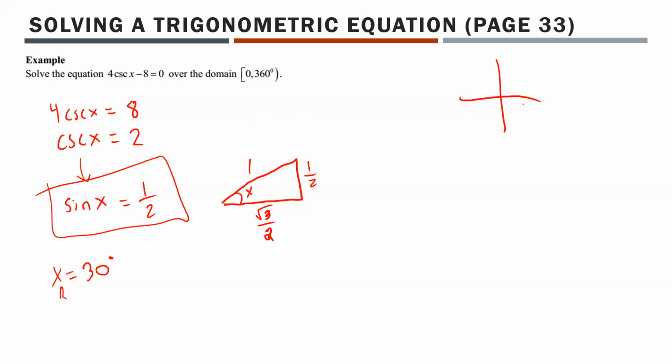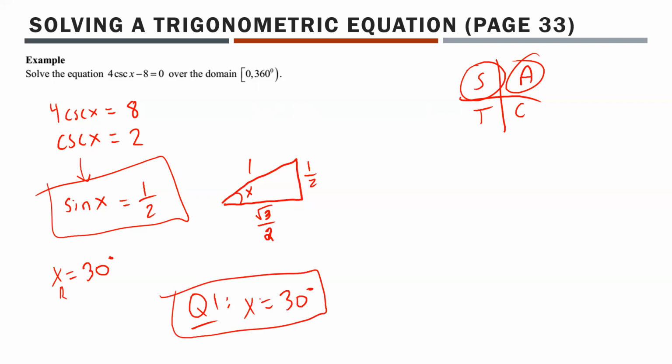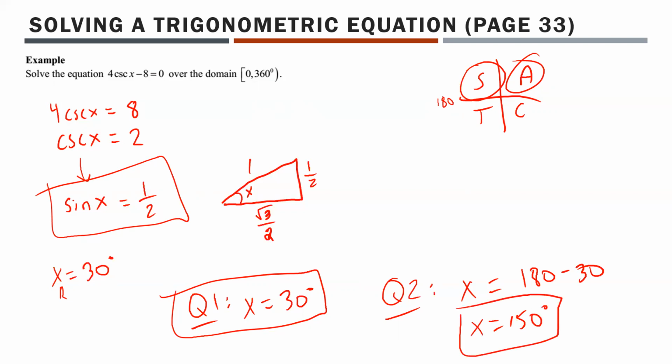And notice sine is positive by your CAST rule. Sine is only positive in these two quadrants. So in quadrant 1, our answer is going to be our reference angle, so we can say x equals 30 degrees. Good. Quadrant 2, on the other hand, our x is going to take a little bit of work. Remember, we're up from the x-axis here. X is 180 degrees right here. So if we subtract our reference angle from that, we get 180 minus 30, or in other words, x equals 150 degrees.